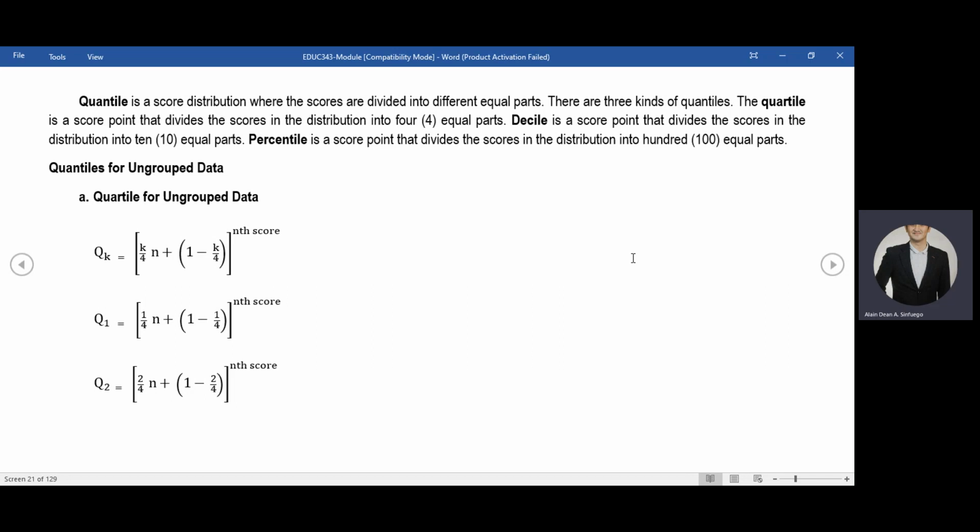Quartile for ungrouped data. You have the notation Q sub k, which is k over 4 times the quantity n plus 1, nth score. So you just find the nth score on the data set of the ungrouped data. For example, the first quartile is 1 over 4 times n plus 1, nth score. Same is true with the second quartile, 2 over 4 times n plus 1.